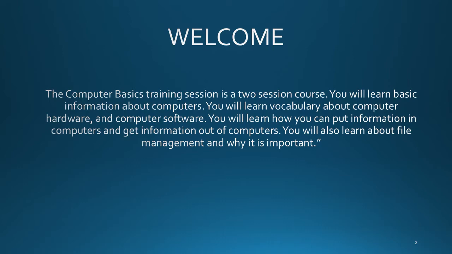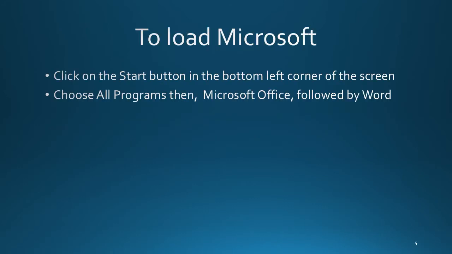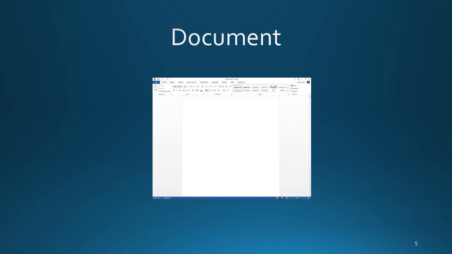So this is a continuation. To load Microsoft Word, click on the Start button in the bottom left corner of the screen. Choose All Programs, then Microsoft Office, followed by Word. The following slide shows what a document will look like from the Word application.